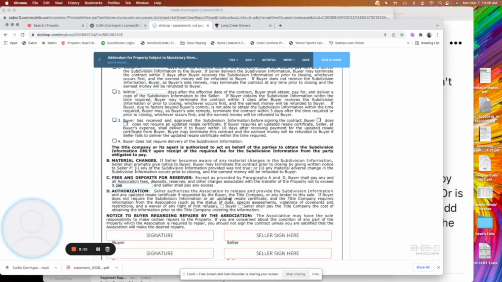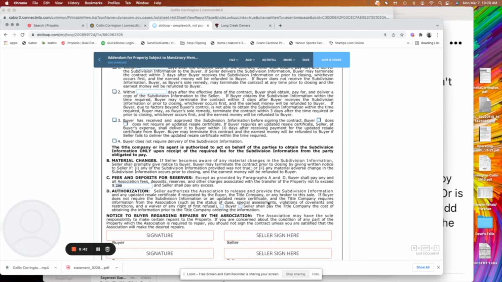If the buyer does not require the subdivision information or an updated resale certificate, and the title company requires information from the association, okay, so the buyer doesn't need it, but the title company needs it. Does that make sense? So the buyer doesn't need it, but the title company says, hey, I need to know this information. What kind of information? Such as the status of dues, any special assessments. By the way, a special assessment means, hey, your dues are $650, but everybody's getting charged $5,000 this year because we're putting in a pool.